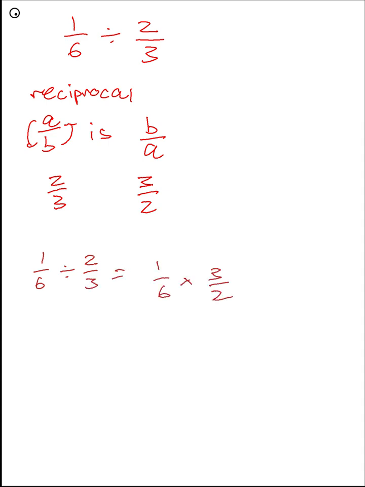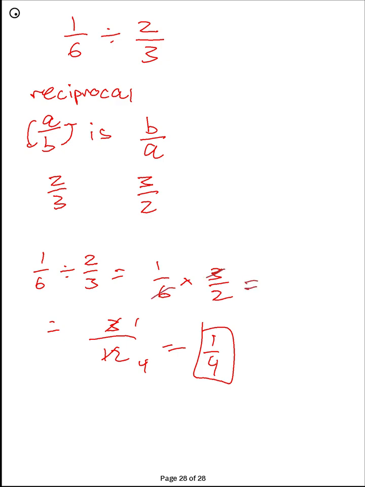3 over 2. Now from our previous lesson about dividing and multiplying by fractions, you can see that either you can just put this together as 3 over 12 and then simplify it down into 1/4, or you can see directly that 3 and 6 cancel, and then you can make this 1 over 2 times 2, which still gets the same answer.